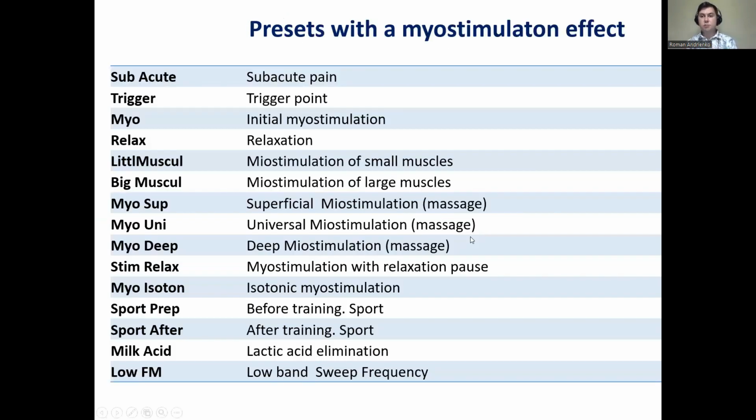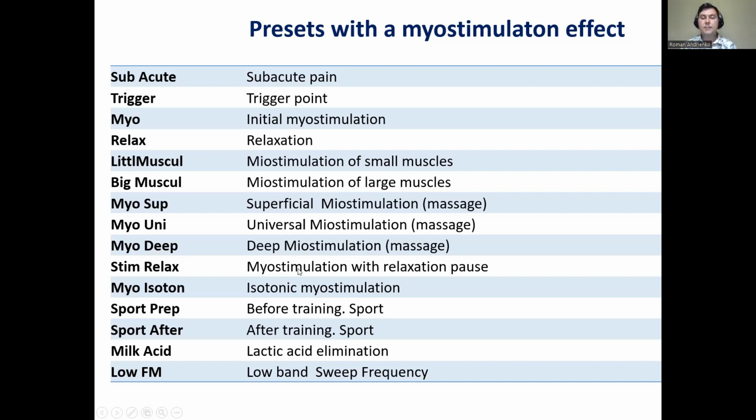There is a big group of presets that has the myostimulation effect. You can see them on your screen, and also you can see the main idea in terms of myostimulation, what each preset provides. For example, obviously the relax provides for relaxation. Little and big muscles are self-explanatory. Superficial myostimulation and universal myostimulation speak for themselves, just like the deep myostimulation.